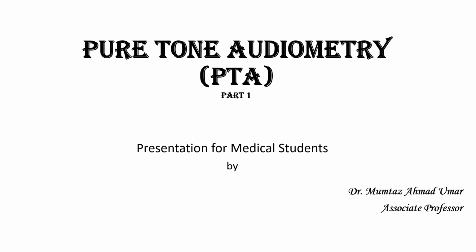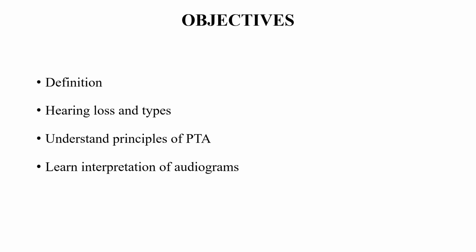So this is part 1, in which we will see the definition, the hearing loss and its types, understand the principles of pure tone audiometry, and learn the interpretation of different types of audiograms. And in the second part, we'll see the specific audiograms in specific diseases.